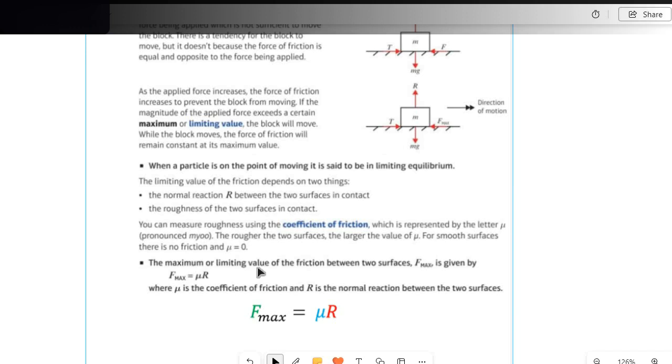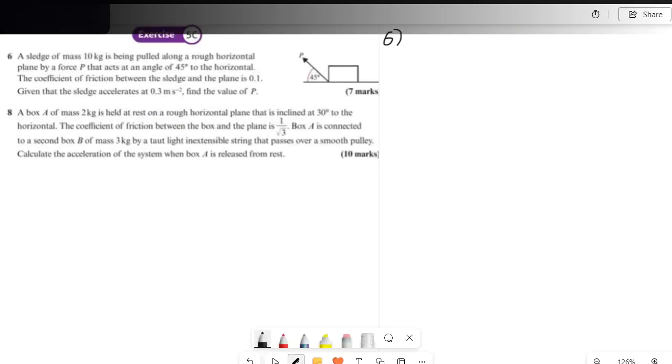The maximum or limiting value of the friction between the two surfaces, F max, is given by F max equals mu R, where mu is the coefficient of friction and R is the normal reaction between the two surfaces. So therefore we have the formula F max equals mu R. Let's do some exercises from 5C.